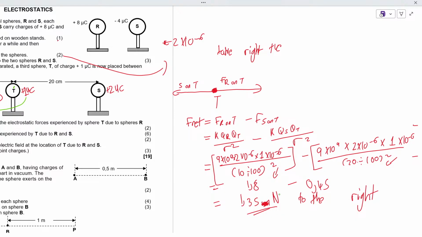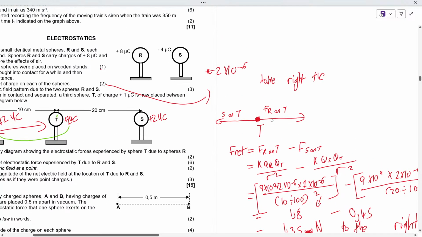Do you also understand, Daki? Yes, I do. Okay.